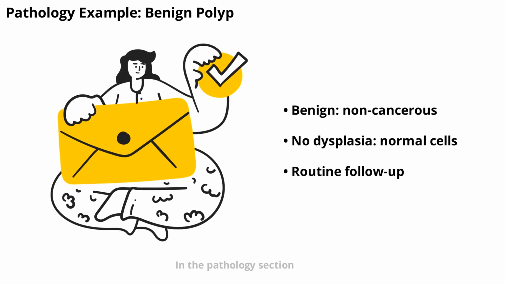In the pathology section, the report might say, benign hyperplastic polyp, no dysplasia. This means the polyp is non-cancerous and there are no abnormal cells. This is a reassuring finding and usually requires only routine follow-up.